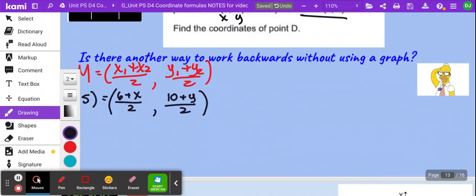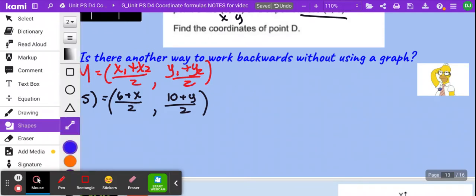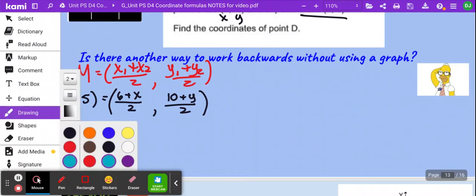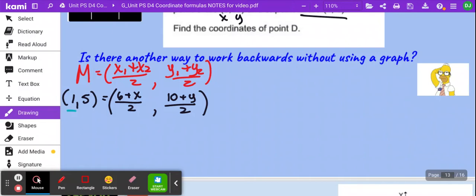Well, remember, this 1 is the answer to that problem. 6 plus some x divided by 2 would give us the midpoint x value of 1. So now we can set that equation up. So 1 equals 6 plus x divided by 2.